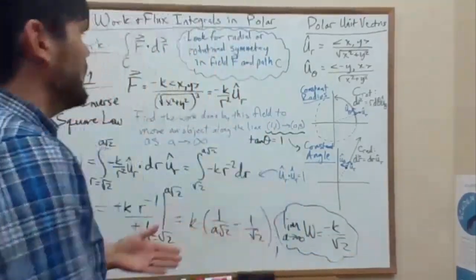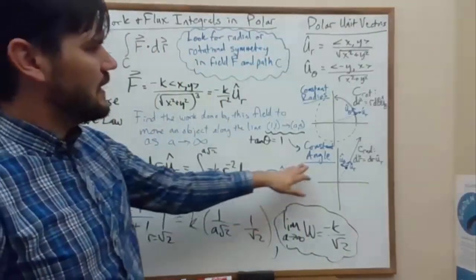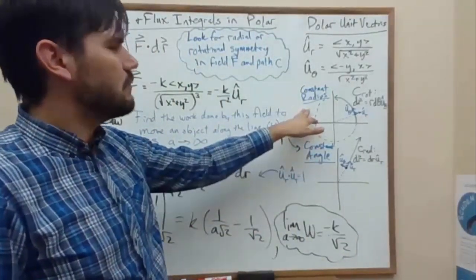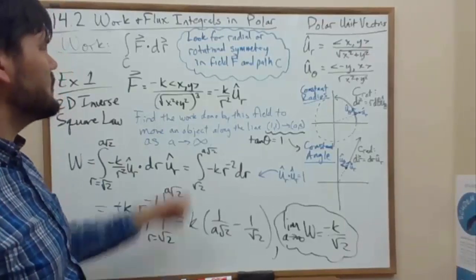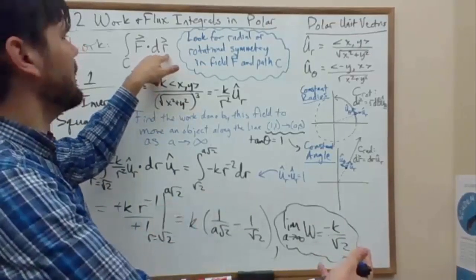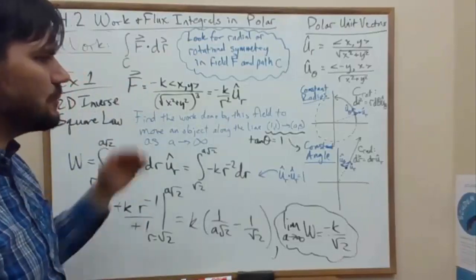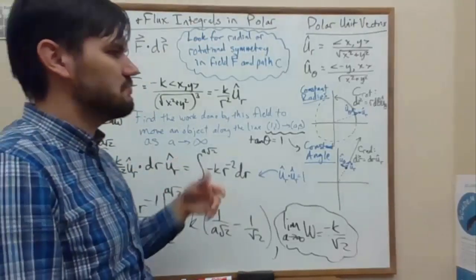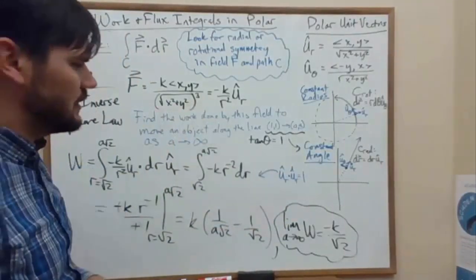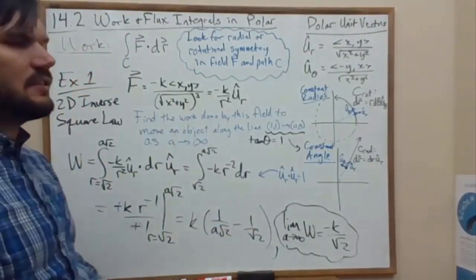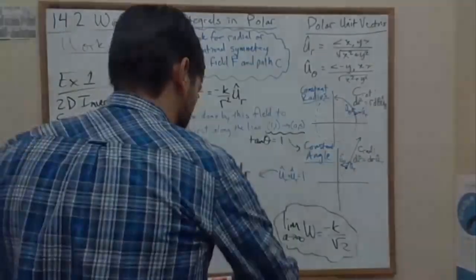Again, what did we do? We looked to see if the angle was constant or if the radius was constant. In this case, the angle was constant, and so we were able to turn our change in path, our dr, or path direction, into just change in r in the radial direction. Okay, so now let's look at another example.